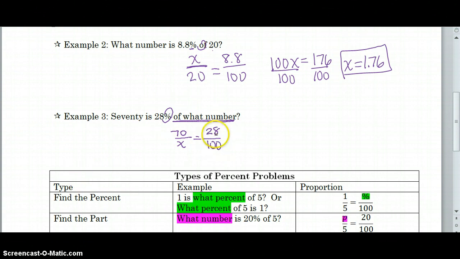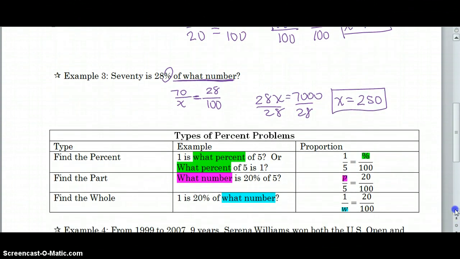If I'm looking for percent, I know it's the X over 100. If I know the percent, then I know it's that number over 100. So the tricky part is deciding which numbers are part and which numbers are whole. Well, typically the pattern is they're going to give you the part first. Here we didn't know the part. So what number is of 20? And here it says 70 is of what number? So we don't know our whole. So when you cross multiply and divide, you find out that 70 is 28% of 250.